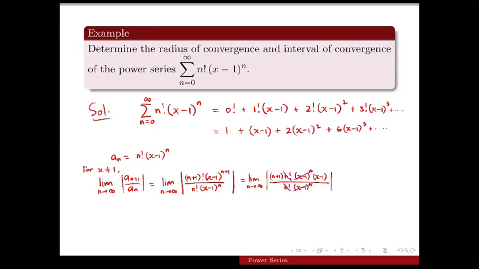So we will be left with the limit of n plus 1 times the absolute value of x minus 1, as n approaches plus infinity. n plus 1 we can bring out of the absolute value, because n plus 1 is always positive. On the other hand, the absolute value of x minus 1 is still with the absolute value symbols, because again, your x can be anything, and therefore x minus 1 can be negative.